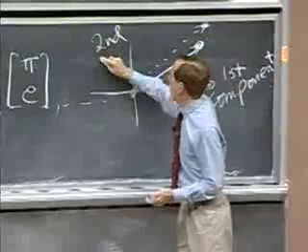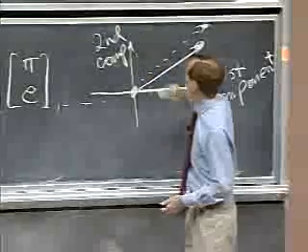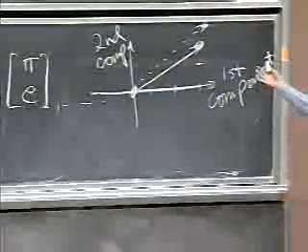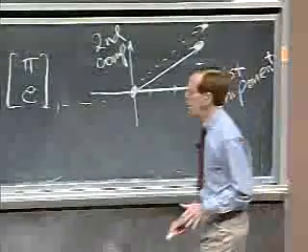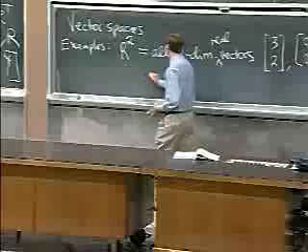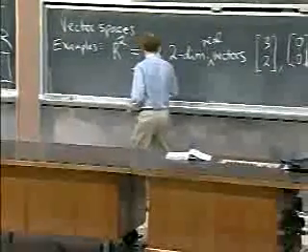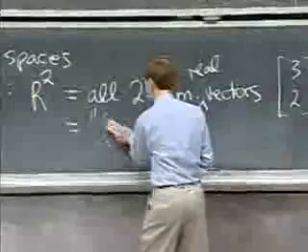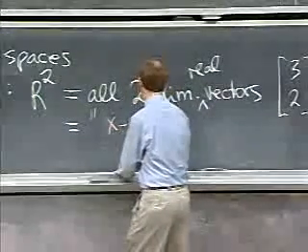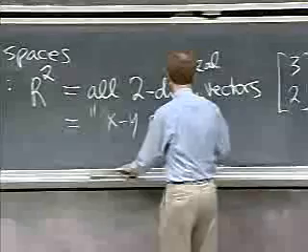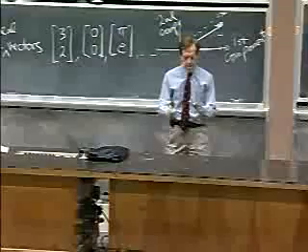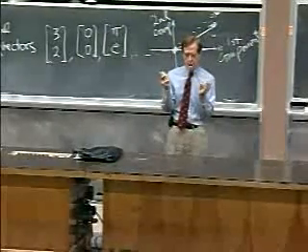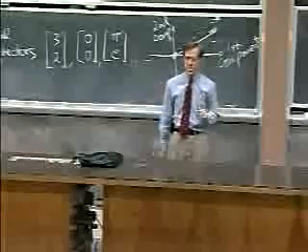On the horizontal, and this is the second component going up the vertical. Okay. And the whole plane is R2. So R2 is, we could say, the plane, the xy plane. That's what everybody thinks. But the point is, it's a vector space because all those vectors are in there.